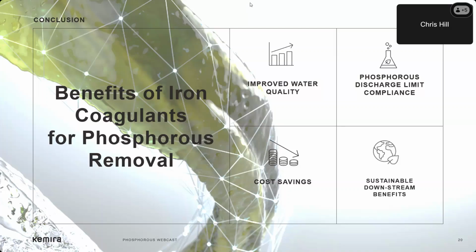In conclusion, the benefits of iron coagulants for phosphorus removal are improved water quality and compliance. Iron coagulant addition works to settle out not only the metal phosphate compounds just formed, but also any other suspended solids in the waste stream. This enables reliable compliance with stringent phosphorus limits and NPDES permits. Also, there are sustainable downstream benefits and cost savings.